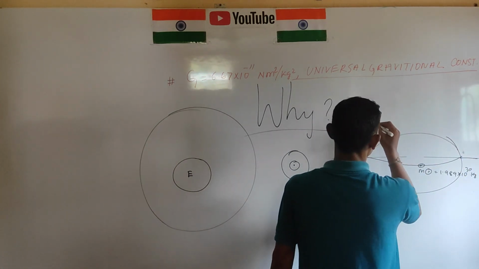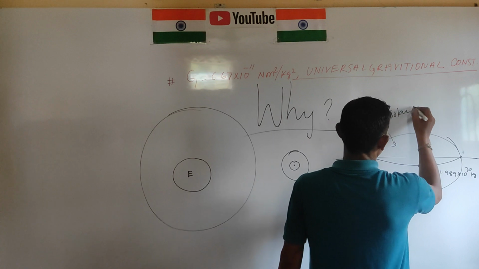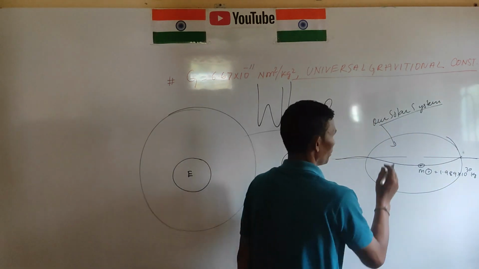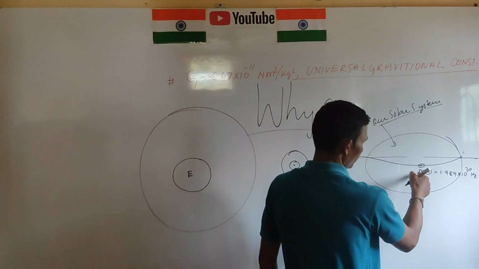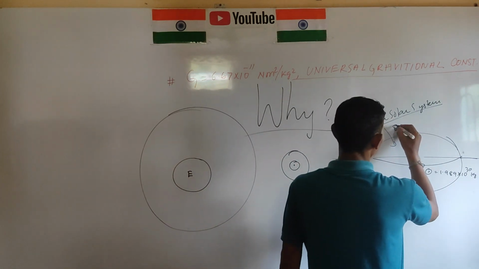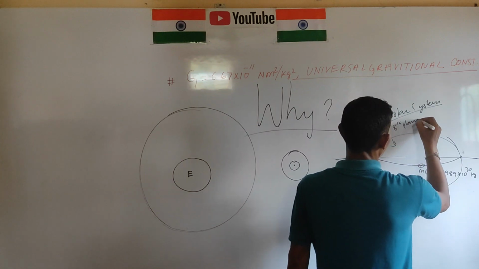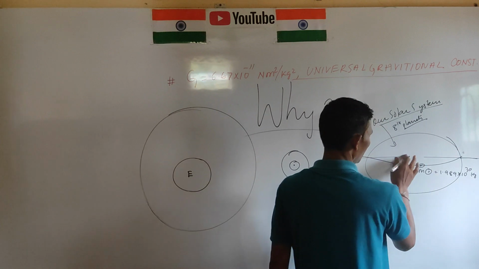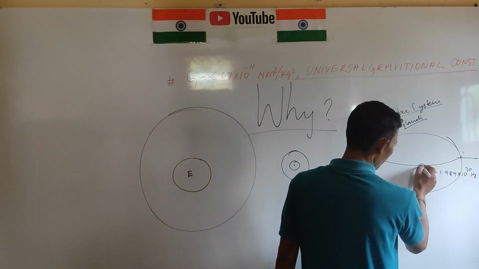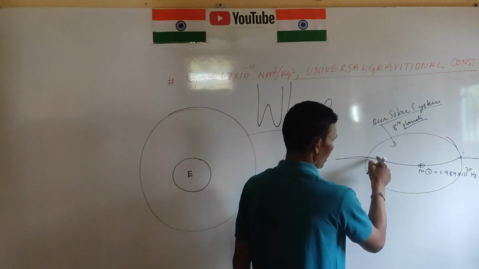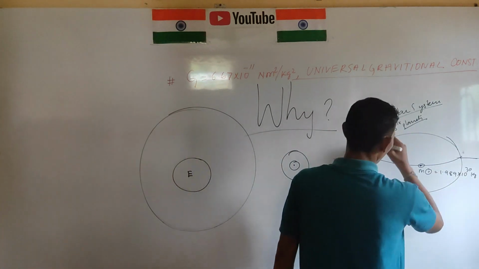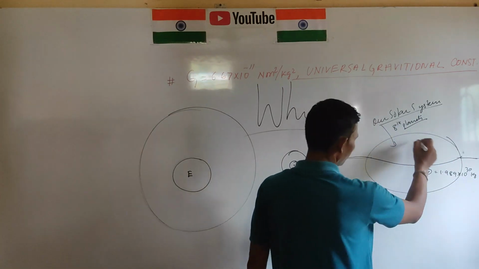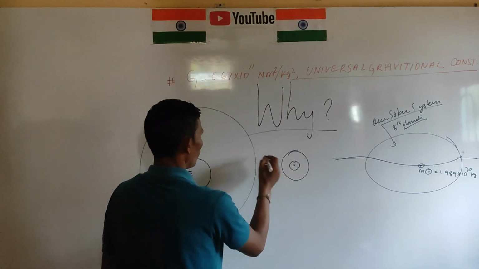Our solar system has 8 planets along with the sun. Sun is the center. So here is a planet. Here is also a gravitational field. Here is also a gravitational field. Here is the sun and there is the gravitational field.